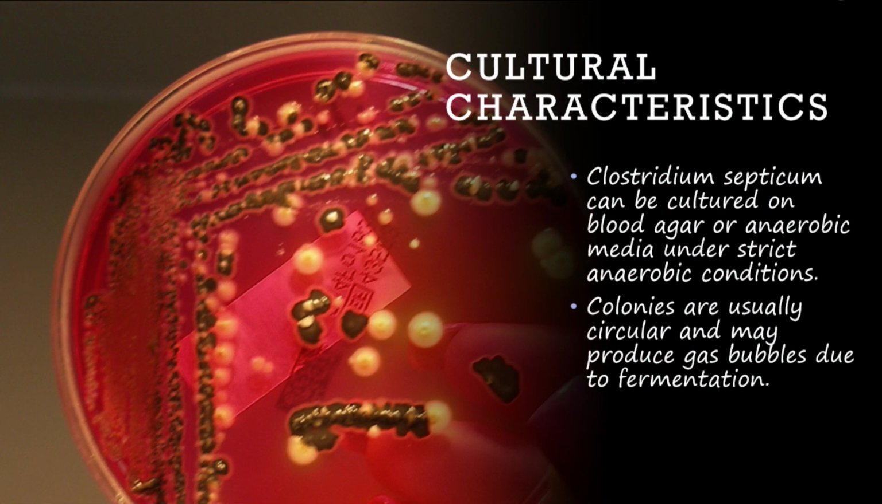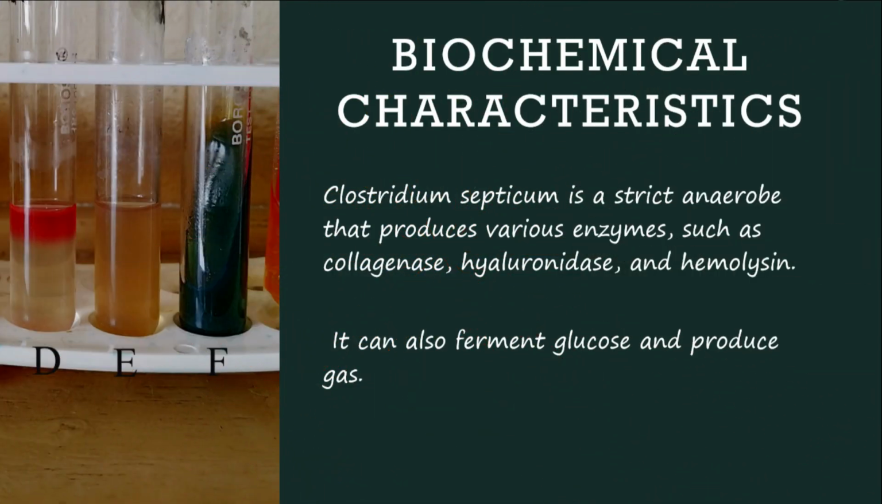To culture Clostridium septicum, it is typically grown on blood agar or anaerobic media. These cultures are maintained under strict anaerobic conditions, meaning that they are kept in an environment with little to no oxygen. When grown on these media, the colonies of Clostridium septicum are usually circular in shape. One characteristic feature of these colonies is that they may produce gas bubbles. This is due to the fermentation process carried out by the bacteria, which can result in the production of gases as byproducts. Clostridium septicum is classified as a strict anaerobe, meaning it thrives in environments with little to no oxygen.